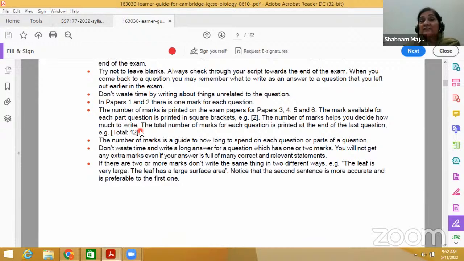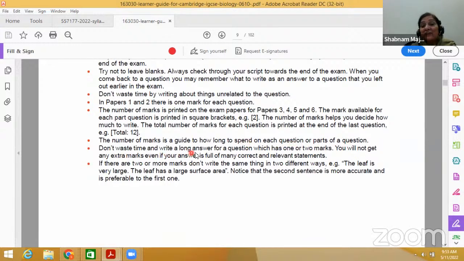Always choose the question which has more parts, not elaborate descriptive answers, and not much involving diagrams or flow charts and all that. Short answers, more parts, it is better to do those parts. So the number of marks helps to decide how much to write. The total number of marks for each question is printed at the end of the last question. For example, total marks are 12 with the sub marks. So you need to give question number 1 twelve minutes, not more than that. Even for the sub questions, you need to give the same minutes. The number of marks is a guide to how long to spend on each question or part of a question.